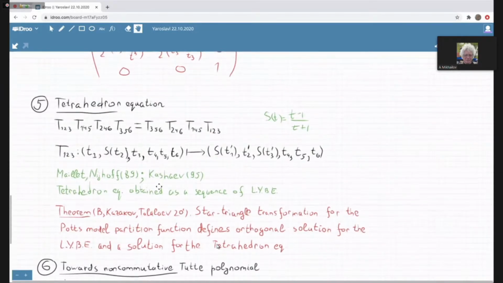Where is cluster algebra? Yeah, cluster algebra is some ongoing work. This research is connected with weighted graphs, and it is connected to cluster algebra. As I said, we have here the orthogonal solution of the local Yang-Baxter equation.